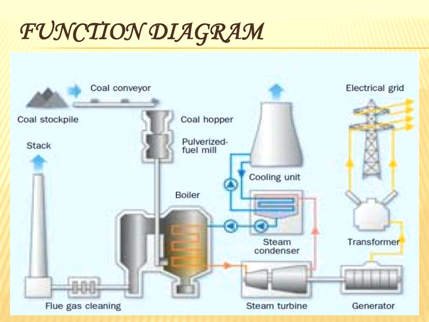So this is the functional diagram of the power plant. So here we see the coal stockpile where the coal is stored. From the coal stockpile, coal is transported, and it is fed to the coal hopper, again to the pulverizing mill. In the pulverizing mill, coal is ground to a fine powder.